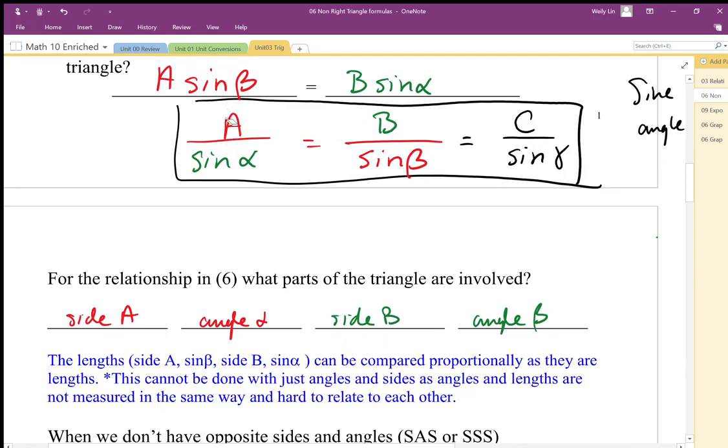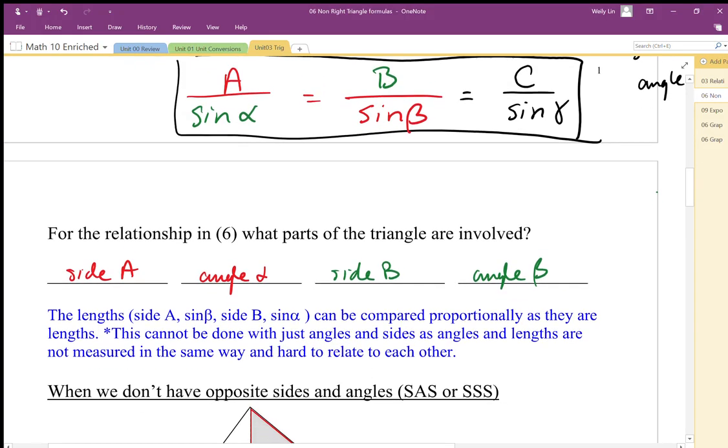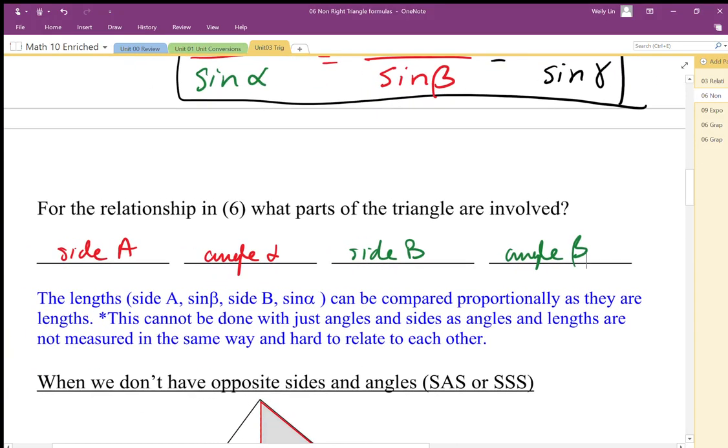So the ratio of the opposite side and the sine of the angle is the same for all angle and opposite side pairs. And again, I made a note here that we can compare them proportionally because when we use sine, we're actually talking about lengths instead of angles anymore. So we can't do this proportional relationship with angles, but we can do it with the sine of the angle A. I should make sure we're clear on that.